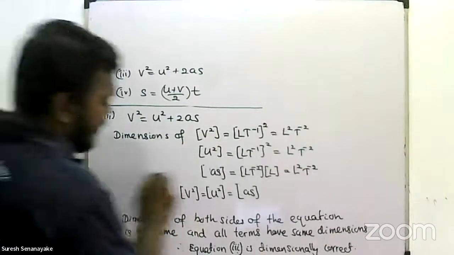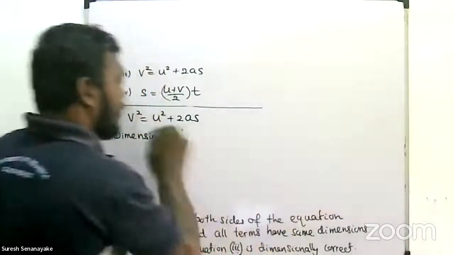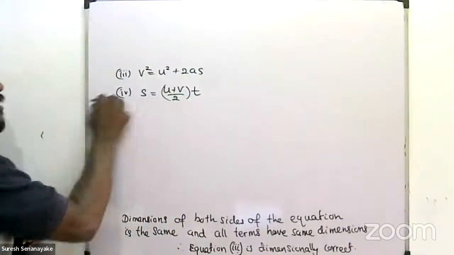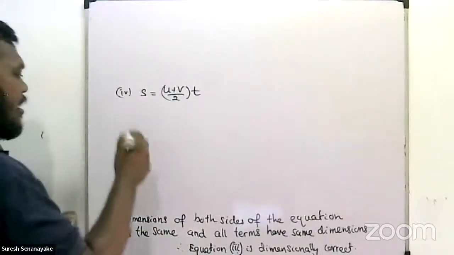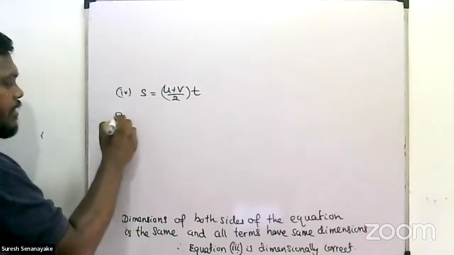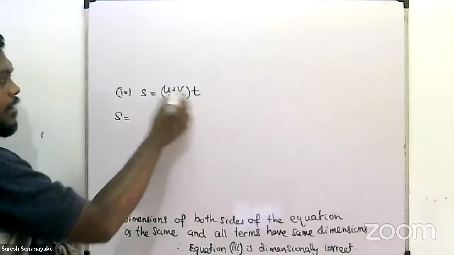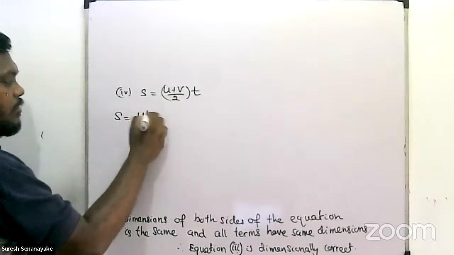I will erase this and then the next one. Last equation, this. And this equation I'm writing as S equals ut plus half a t squared. I'll multiply this as ut.